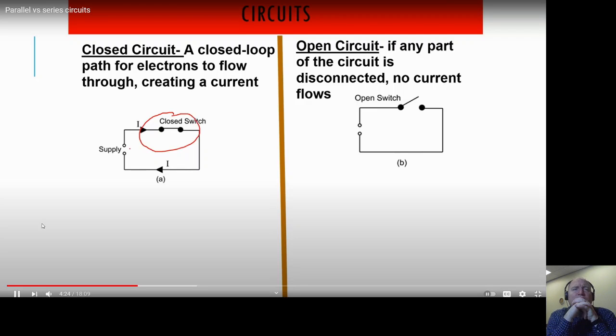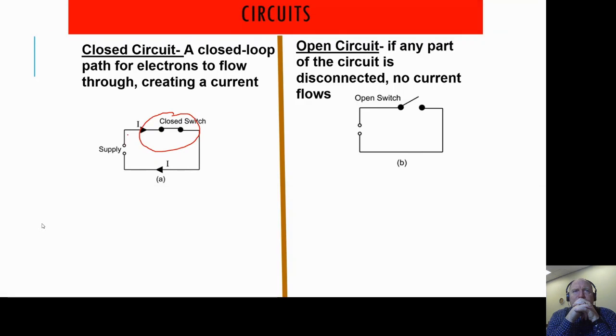Switch right here. I can take the electrons and they don't have to cross a gap. They can cross all the way. So it will work. This will not work. There's no way for me to go from here to here. There's a big break right there.